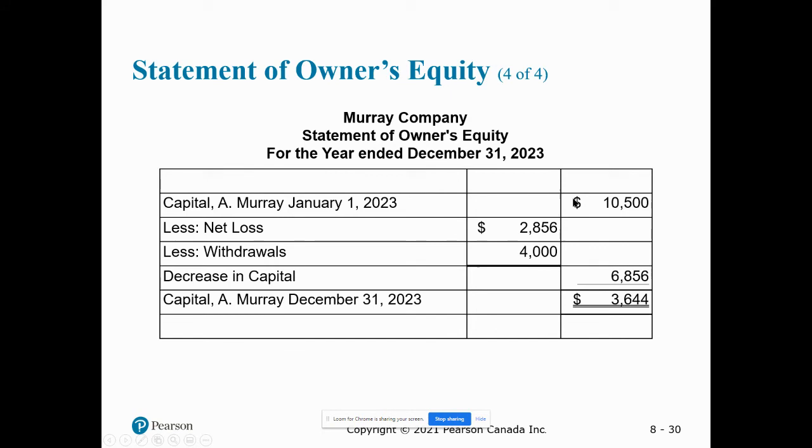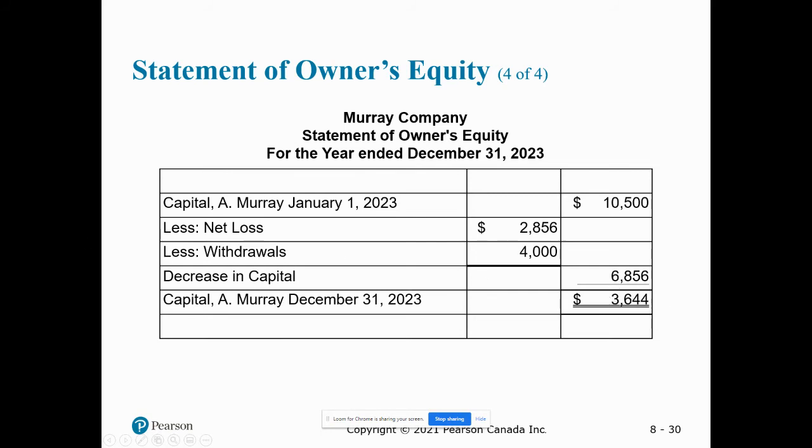So we record the opening balance from the worksheet. We record the net loss. So we're going to be taking off the net loss. We record the withdrawals. We're taking off the withdrawals as well. This gives us a decrease in capital. This leaves us the ending balance in the capital account for the end of the year. This is the number that goes onto the balance sheet.